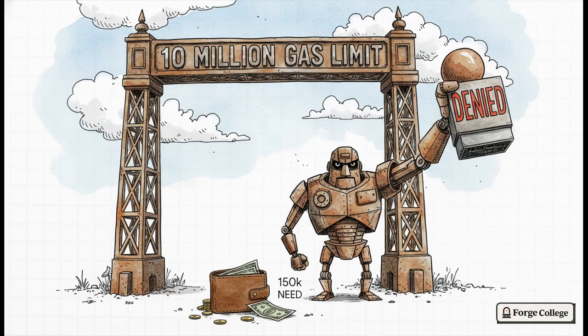Then we have scenario B, the over limit. Okay, so maybe you're thinking, I'll just set the limit to 10 million so it literally never fails. Same 150,000 gas needed. Now, the good news here is that the Ethereum protocol dictates that any unused gas from your limit is returned to you. So mathematically, you'd only end up paying for the 150,000.